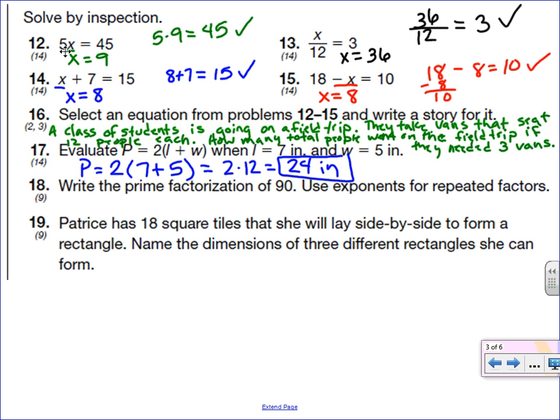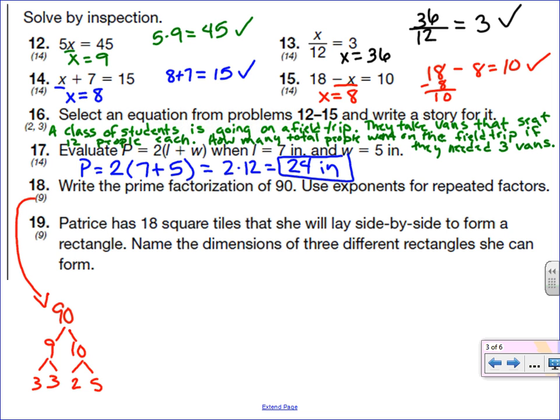Write the prime factorization of 90. So I'm going to use the space down here. So I have 90. Two numbers that multiply to give me 90 are 9 and 10. Two numbers that multiply to give me 9 are 3 and 3. Two numbers that multiply to give me 10 are 2 and 5.